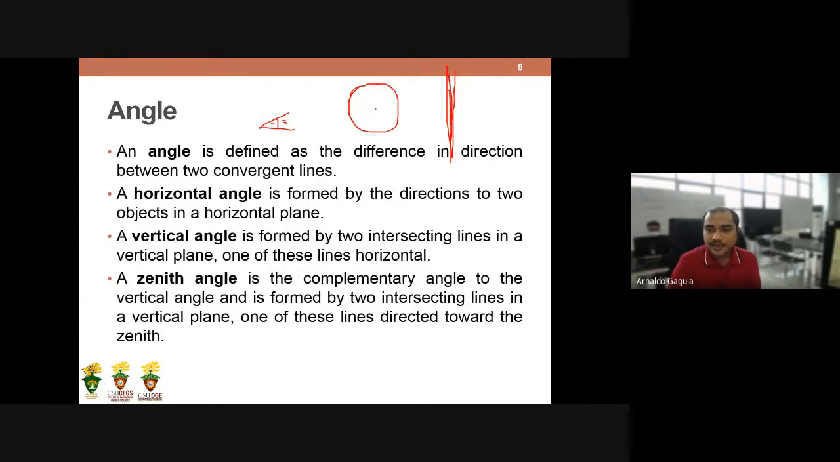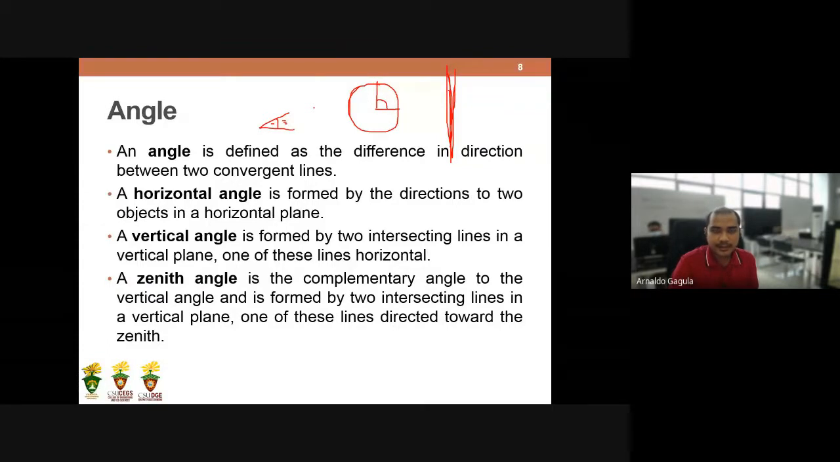So one horizontal, one vertical, then their angle is a vertical angle. The next is the zenith angle, which is the complementary angle to the vertical angle. So when we say complementary, it should be 90 degrees, no? And it is formed by two intersecting lines in a vertical plane. One of these lines is directed toward the zenith, no? When we say zenith, it is the point directly above wherever you are now, no?